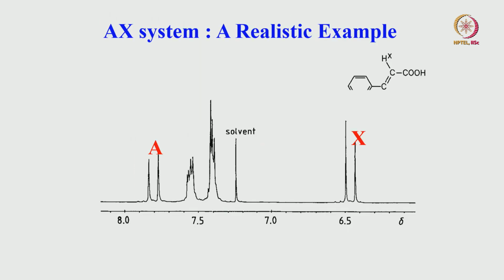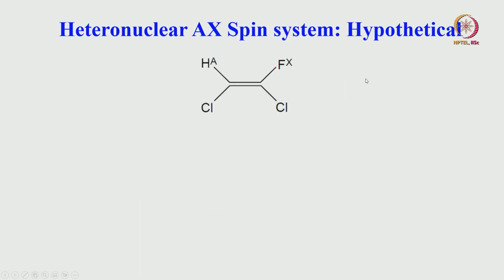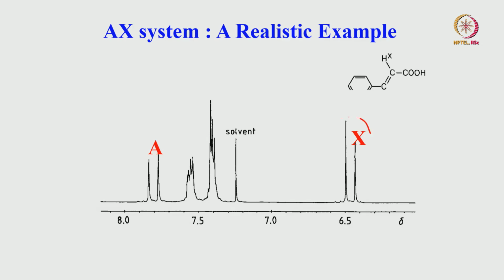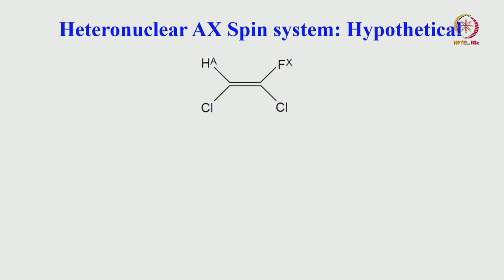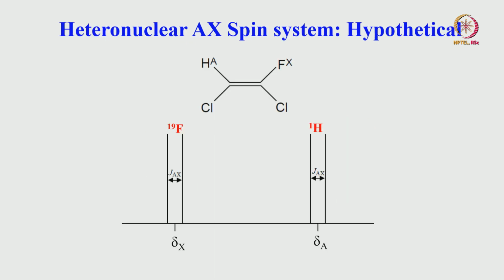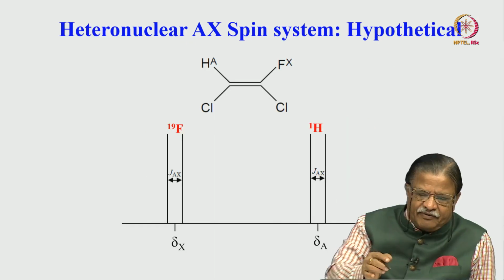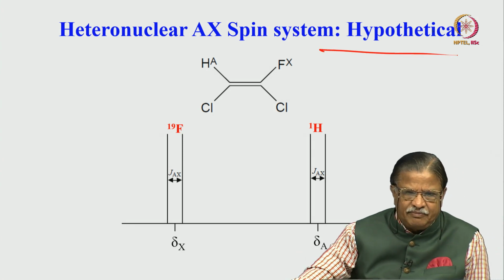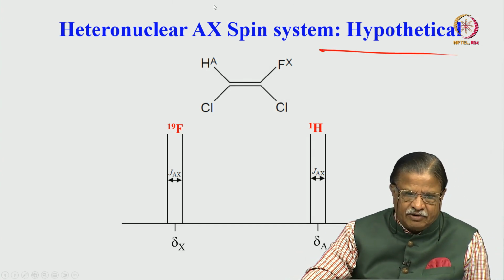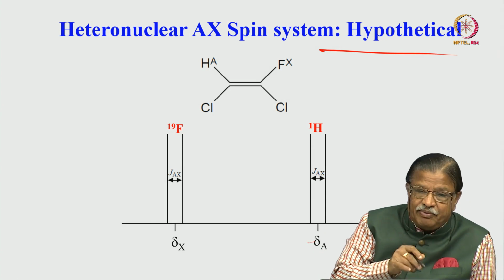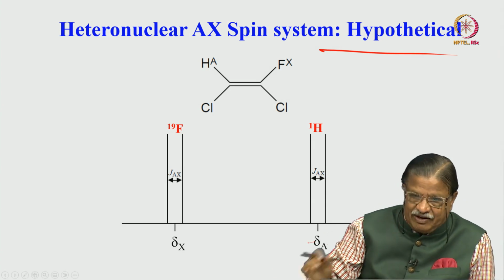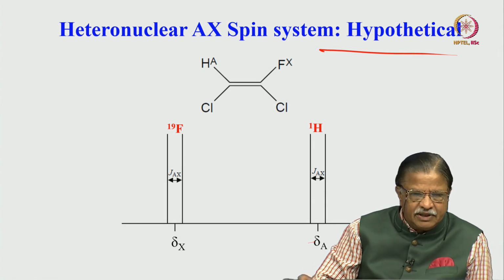A realistic example is like this, where a molecule like this is there, and you can see 2 transitions here for X and A. In principle, they are not of equal intensity. In principle, they have to be of equal intensity. I consider a hypothetical example of an AX case for a heteronuclear spin. Here, proton and fluorine are taken into account. Mind you, proton and fluorine peaks will not come at the same frequency. They are coming at different frequencies, that we know.